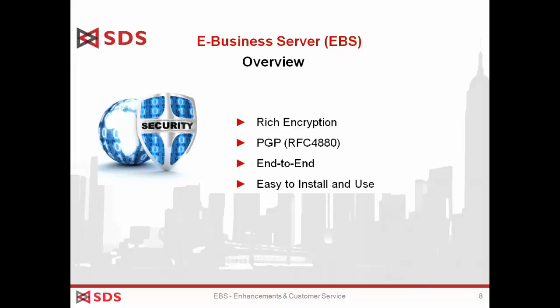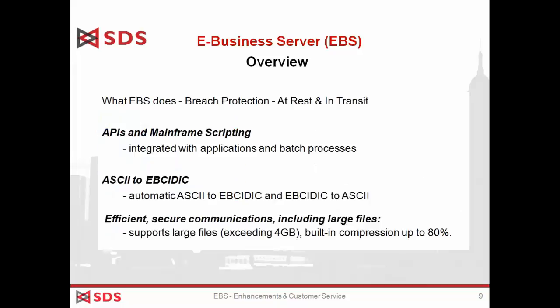EBS is easy to install and use, including APIs, for easy integration with application and processes. EBS is an automated, comprehensive security product to protect and encrypt a wide variety of data in transit and at rest without user interaction, including emails, file transfers, archives, and desktops. APIs and mainframe scripting allow encryption to be integrated with applications and batch processes.